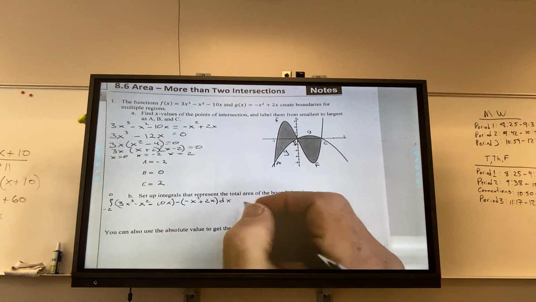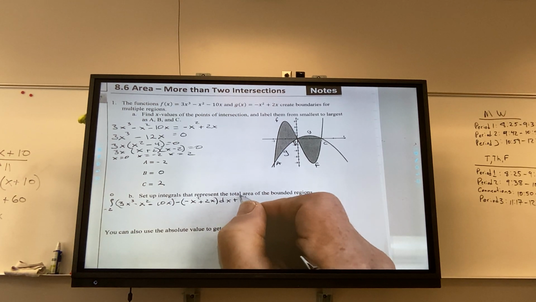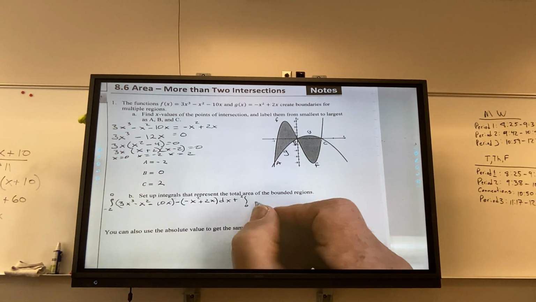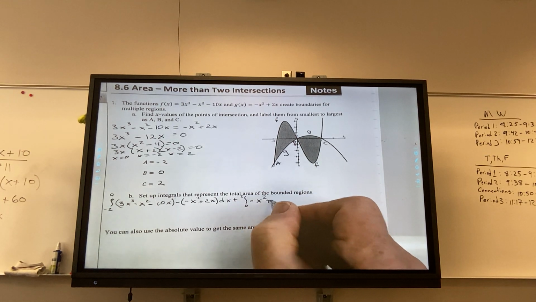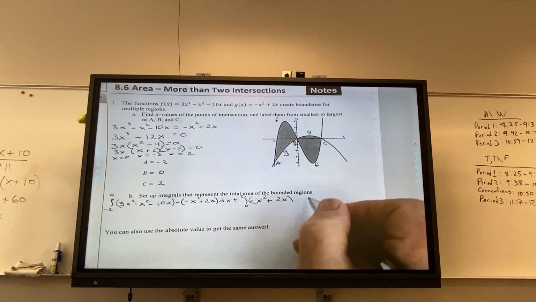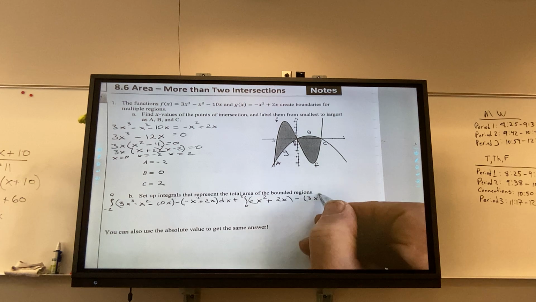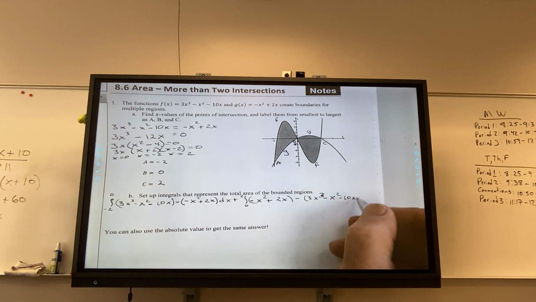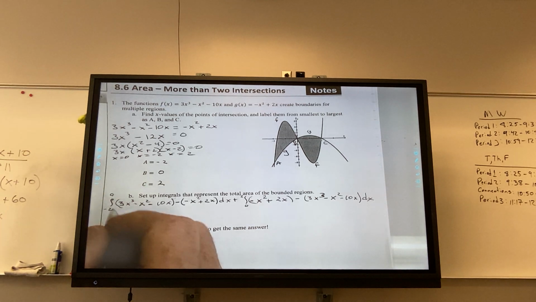Okay? And then I'm going to add the other area, and it's going to be 0 to 2. So where I ended off here, I begin here, going to 2, and now they switch positions, and on top I have G, and I'm going to subtract from it F. That's a cube, sorry. Okay, and so I did some simplification.